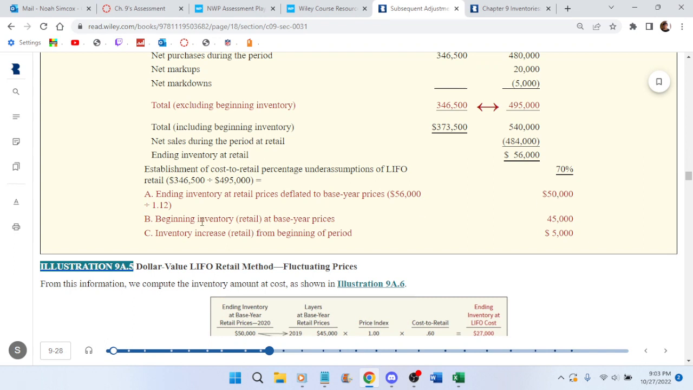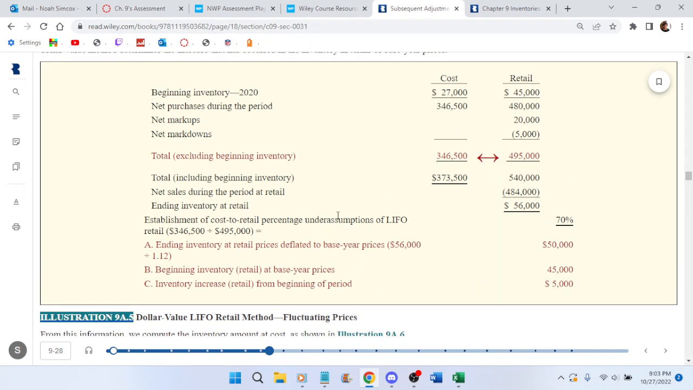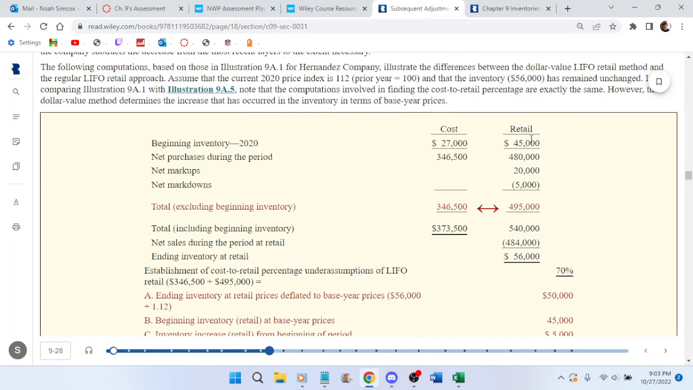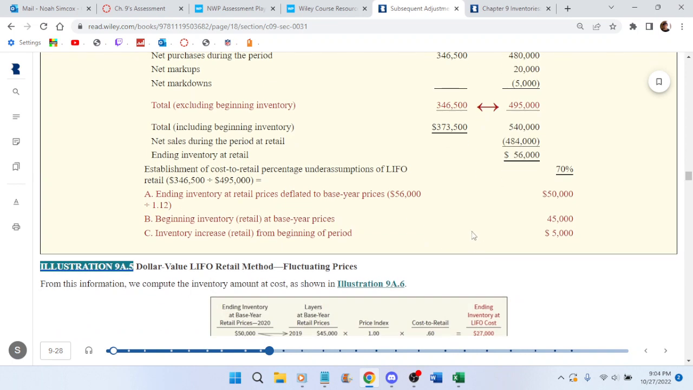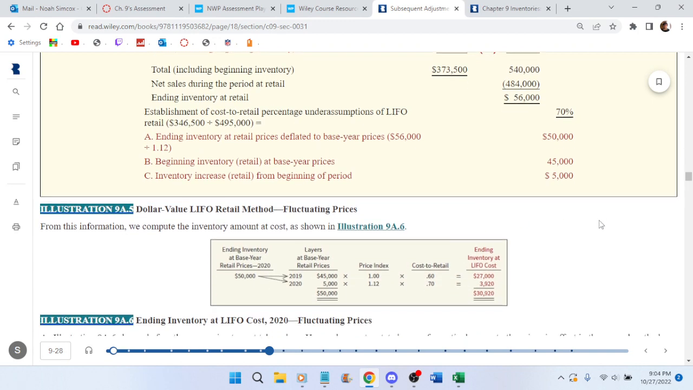Then, beginning inventory retail at base year prices. You already know that. That's pretty simple. This is ending at base year, and beginning at base year. Subtract the two to get inventory increase retail from beginning of period. You had an increase. That's similar to the other dollar LIFO thingy where you have an increase of a certain amount. You have an increase of $5,000.